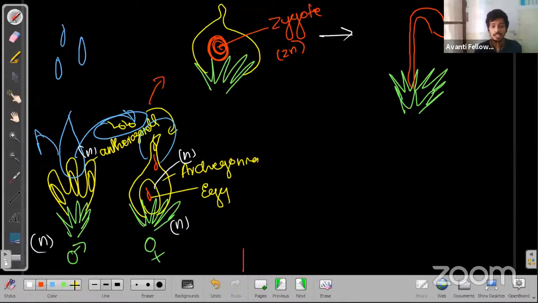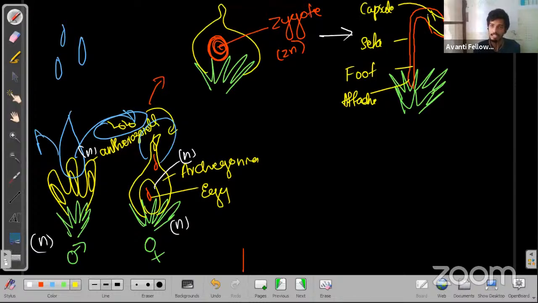Okay, so this sporophyte is divided into three parts. One is the foot, where the attachment actually happens between the gametophyte and sporophyte, another one is the seta, which is the connecting part, and another one is the capsule. Sometimes the capsule also has a covering. That covering is called the calyptra. I can simply mention calyptra as a covering.